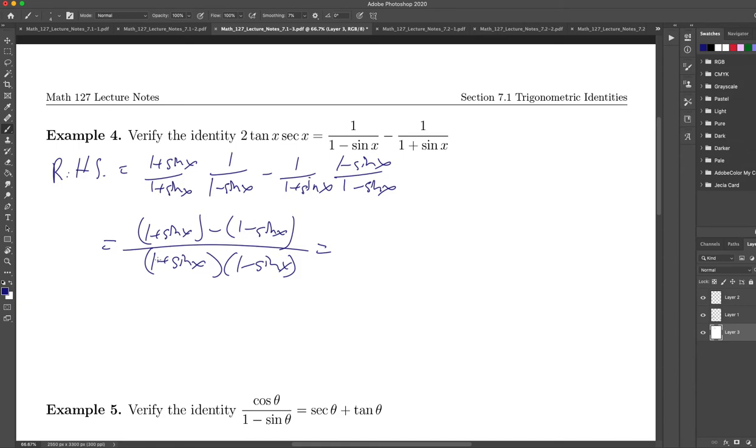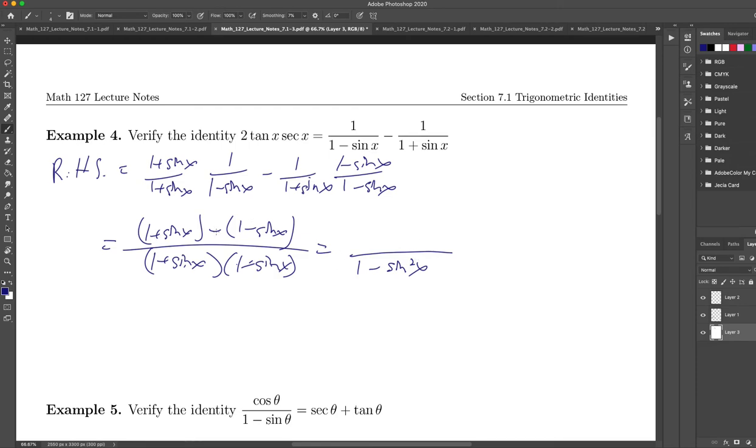So this is the difference of squares, and it factors out this way. If I just FOIL this, first I get 1 times 1 is 1. Then I get positive sine x minus sine x, which cancels out to be 0. And then I get minus sine x squared, or minus sine squared x.